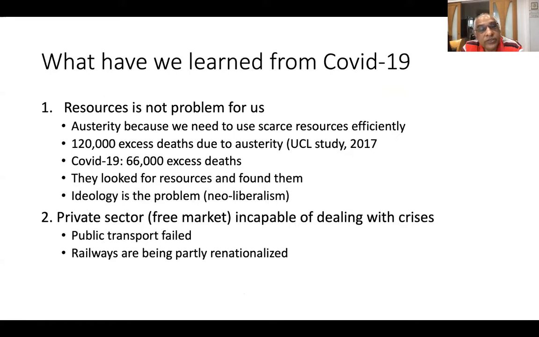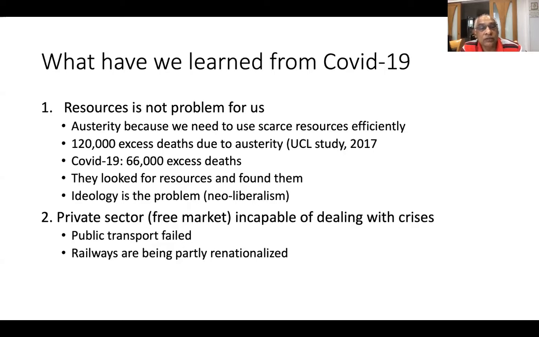Now, let me discuss what we have learned from COVID-19 and what we can do about this. One thing we have learned is that resources are not a problem for us. The Tory government's argument was that public debt is a problem, that we don't have the resources.